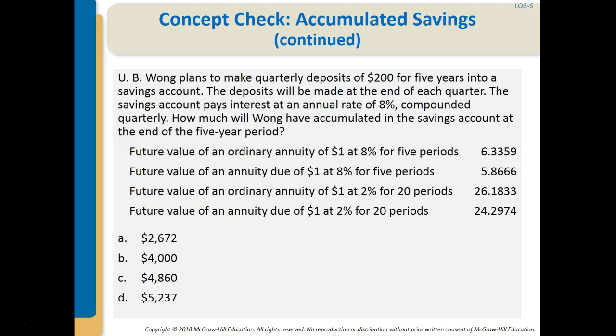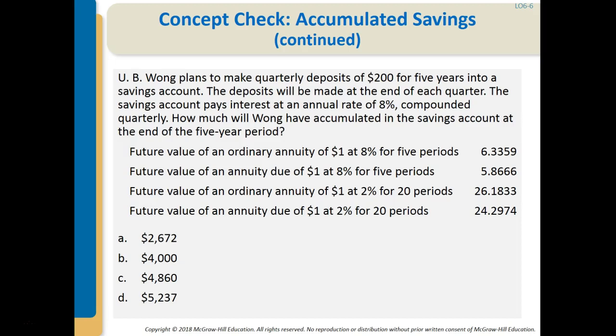U.B. Wong plans to make quarterly deposits of $200 for 5 years into a savings account. The deposits will be made at the end of each quarter. The savings account pays interest at an annual rate of 8% compounded quarterly. How much will Wong have accumulated in the savings account at the end of the 5-year period?